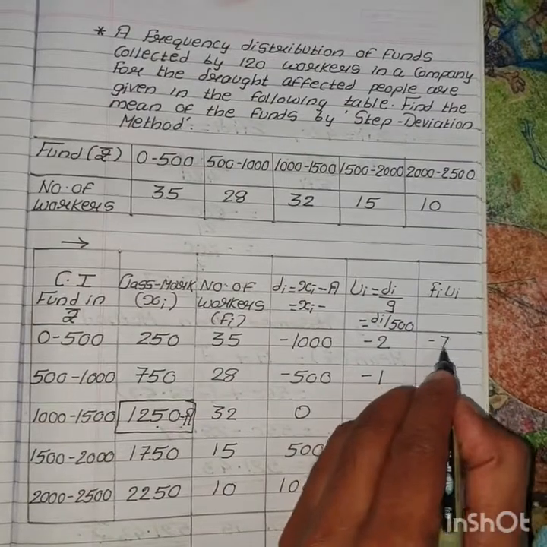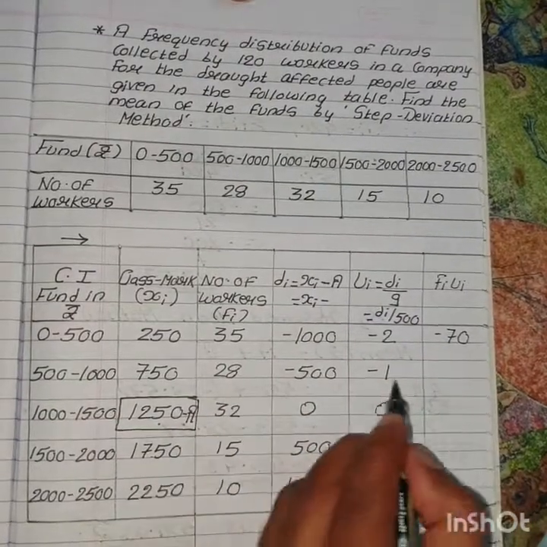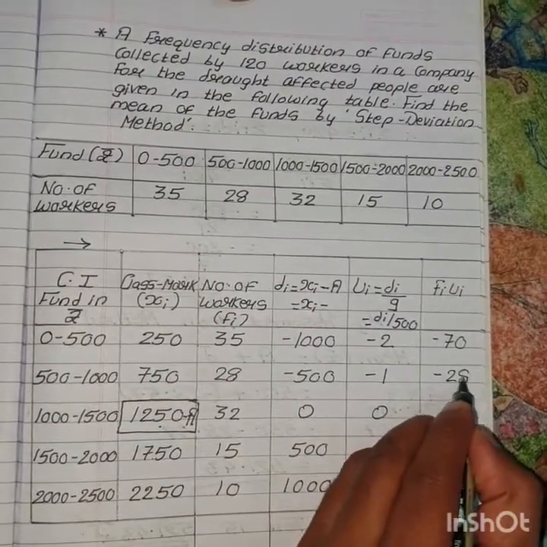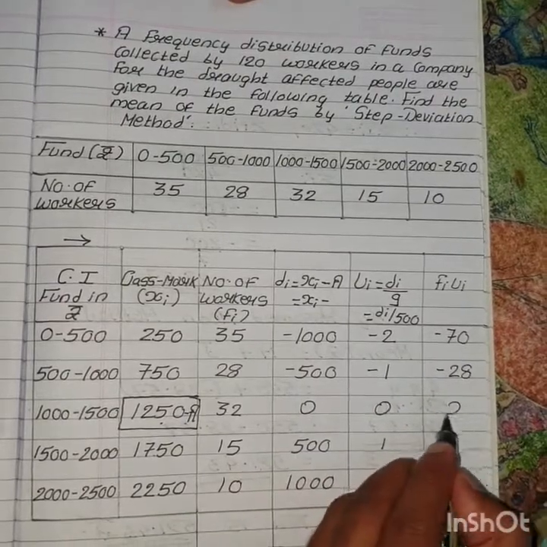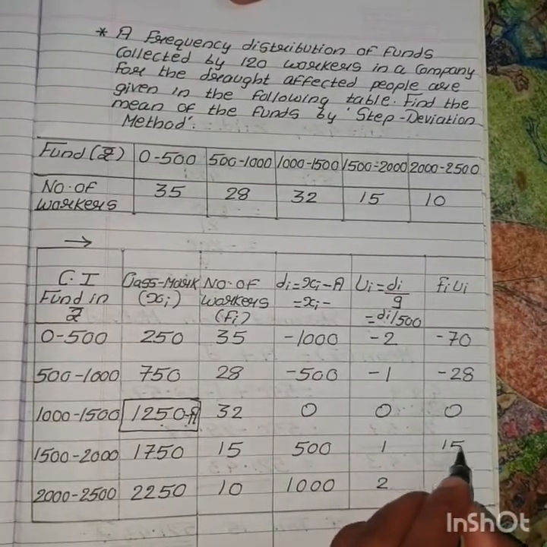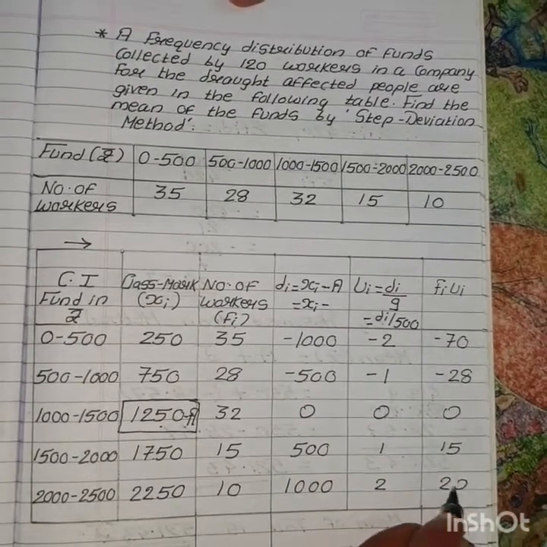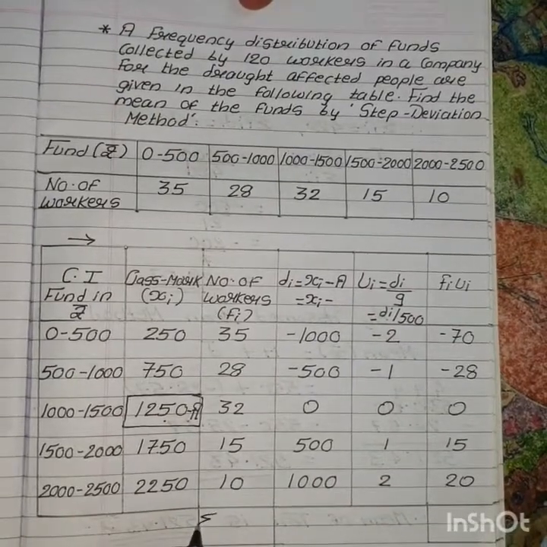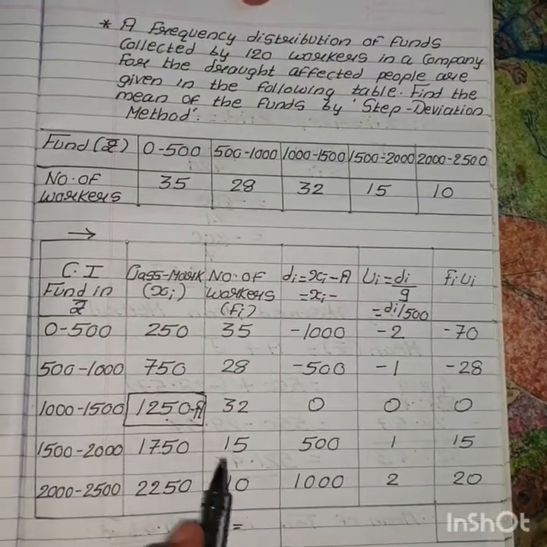And last, fi ui. 35 into minus 2 is minus 70. 28 into minus 1 is minus 28. 32 zeros are 0. 15 ones are 15. 10 twos are 20.